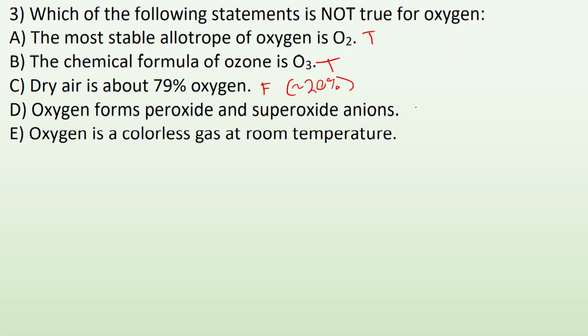Oxygen forms peroxides and superoxide anions. Yeah, that's true. And then oxygen is a colorless gas at room temperature. Also true. So which one of these is false? It's choice C.